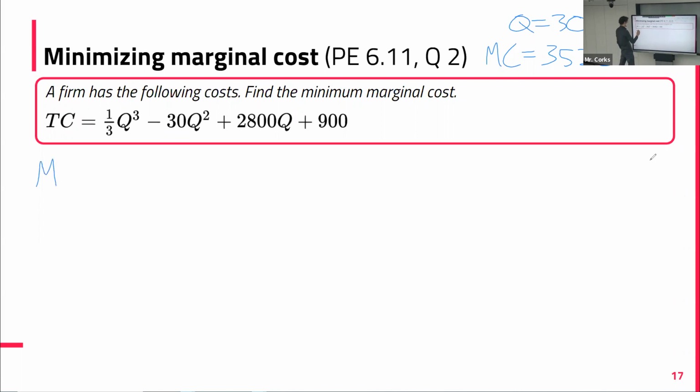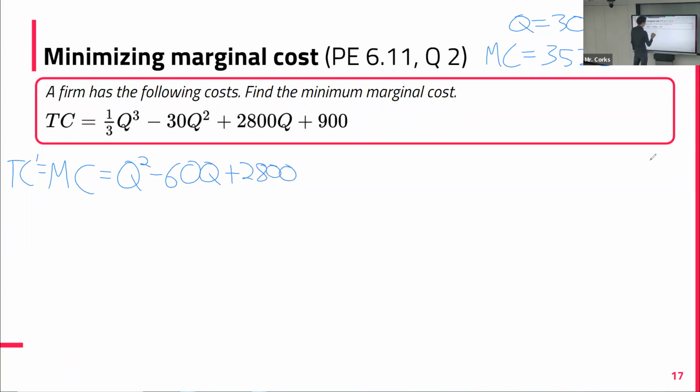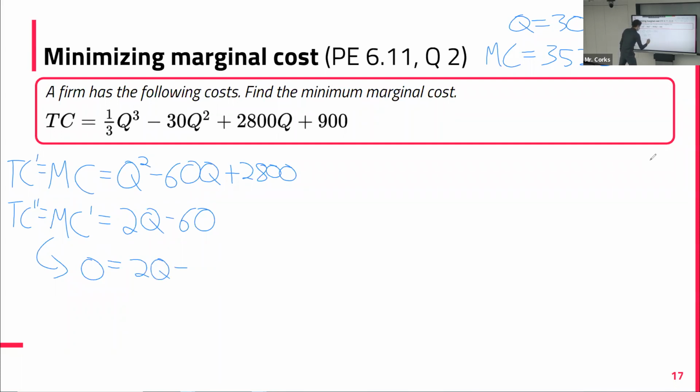All right, so marginal cost. We need our first derivative of our total cost here, which is Q squared minus 60Q plus 2,800. All right, and then what? Second derivative. So we'll do this again. So marginal cost prime, which is the same as total cost double prime, is 2Q minus 60. And then, all right, we set this equal to 0. 2Q minus 60 equals 0. So Q equals 30.